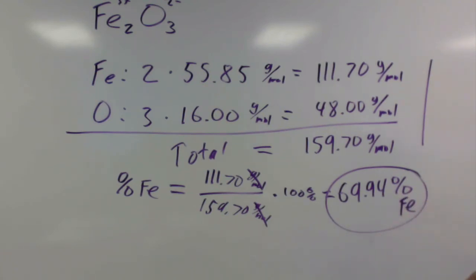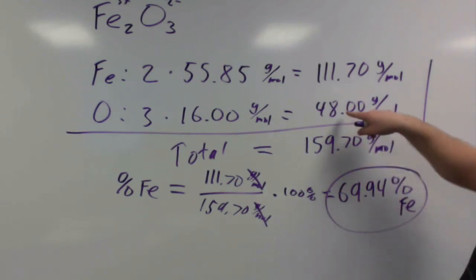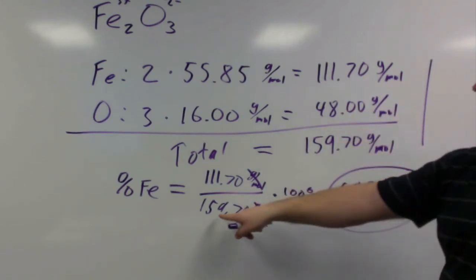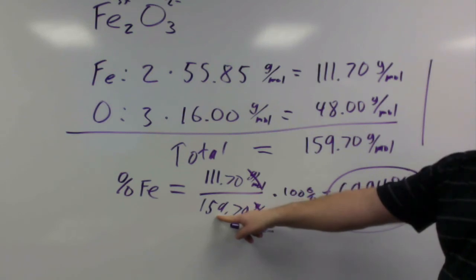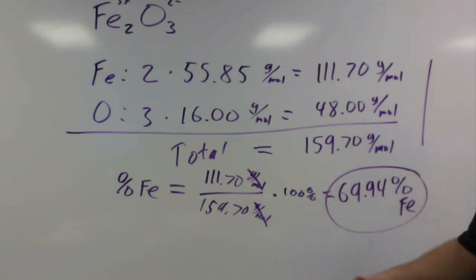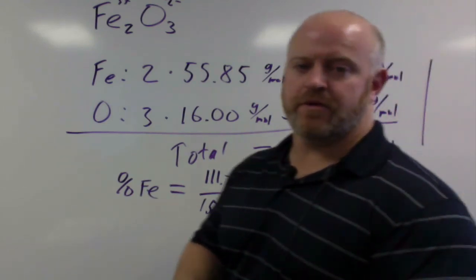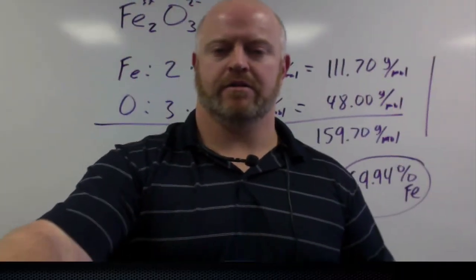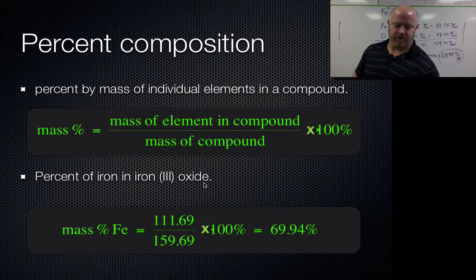Now, what's the oxygen? You could solve that two ways. You could take the 48 divided by 159.70, or you could just take 100 minus this and get to your final answer for oxygen if you needed that also. Okay? So let's go back up to the screen, and if we take a look, sure enough, there's my answer, 69.94% for my percent composition of iron in iron 3 oxide.